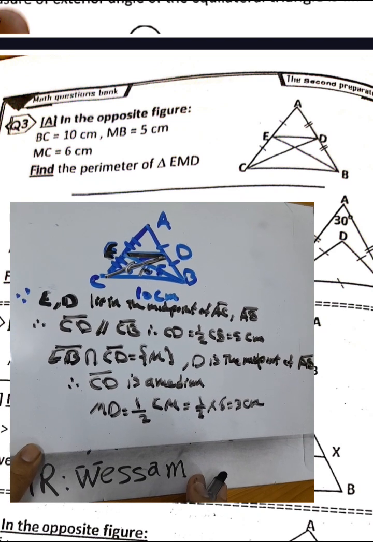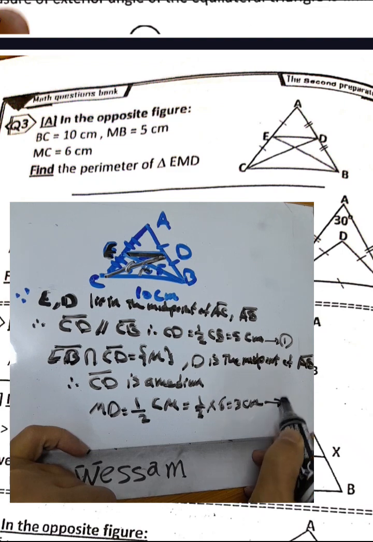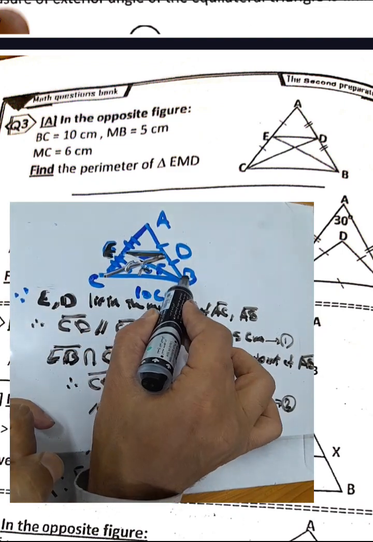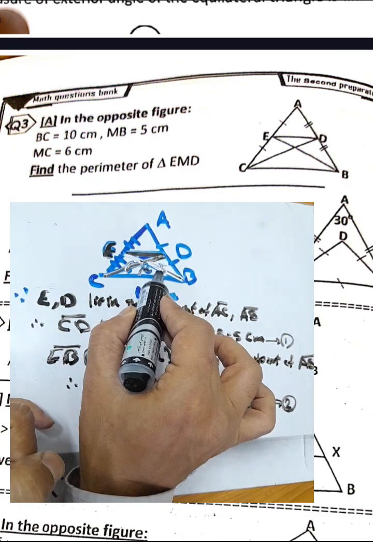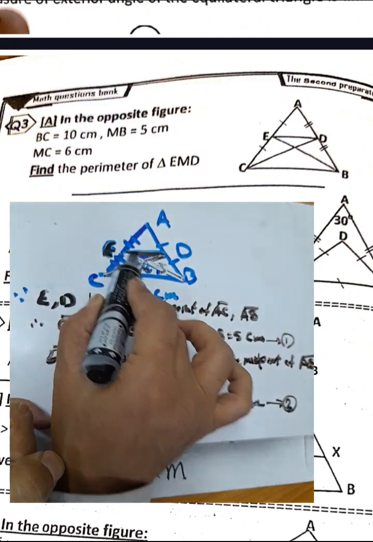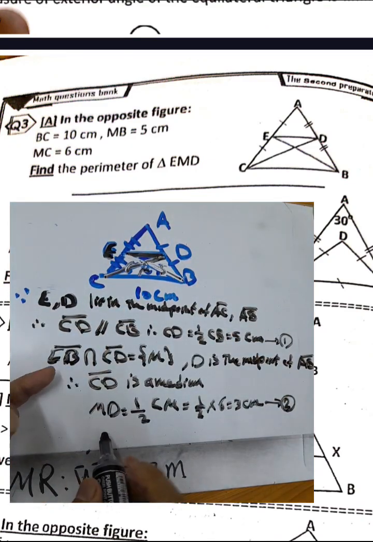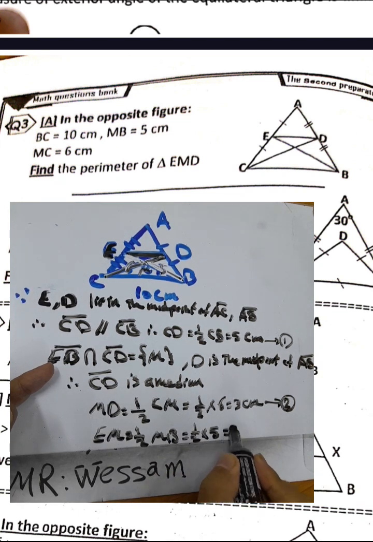Okay, that's relation number 1, and here is relation number 2. We want to find the length of EM. He gave us MB was 5. MB was 5, this side length 5 centimeters. Then we can find the length of ME. EM is half of MB. It will be half times 5. It will be 2.5 centimeters.